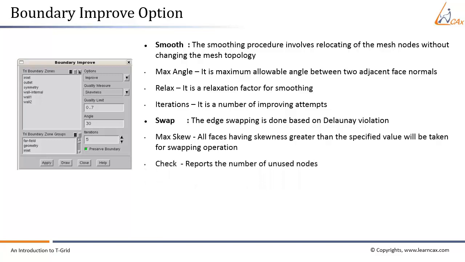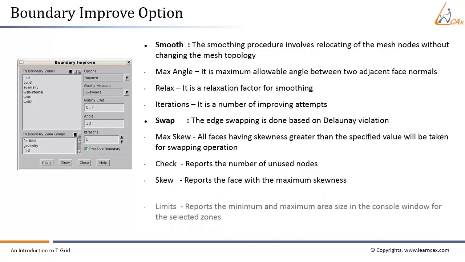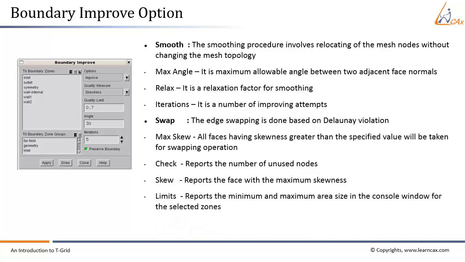Check. This reports the number of unused nodes in the console. Skew. Reports the face with the maximum skewness in the console. Limits. Reports the minimum and maximum area size in the console window for the selected zones.